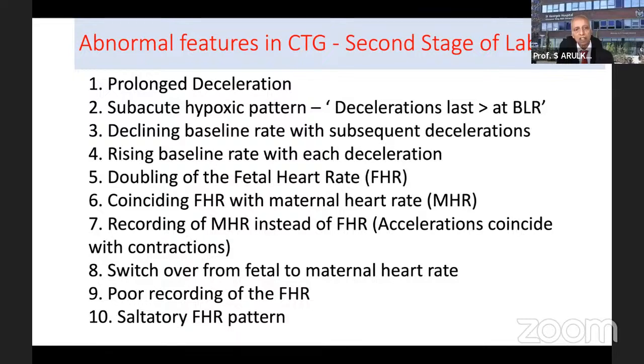And recording of the maternal heart rate instead of the fetal heart rate, because the maternal heart rate accelerates in the second stage because of the uterine blood supply going into the maternal circulation, whereas the fetal heart rate should decelerate due to head compression. So the opposite happens. That means we are accidentally recording the maternal heart rate if you see accelerations in the second stage. Sometimes this switch can happen halfway through, fetal and then maternal, and it can be intermingled. And poor recording of the fetal heart rate can give rise to poor outcome, and also saltatory, which is increased baseline variability. So I'm going to show you some examples.